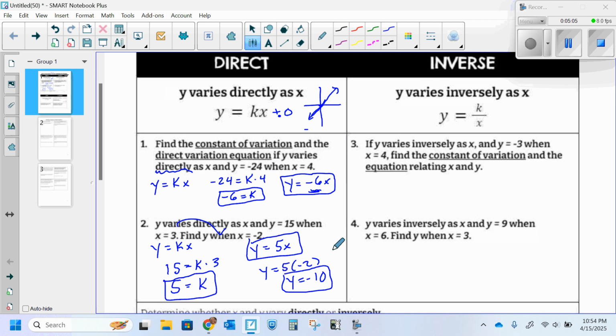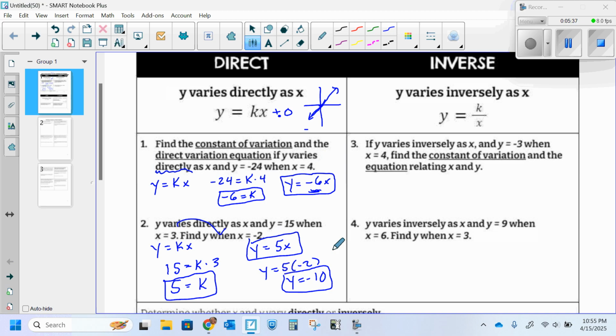Inverse variation is when one of the variables increases, but the other one decreases. Their product is a constant. For example, the temperature in my house varies inversely with the amount of time the air conditioning is running. Or the number of people I invite to my party varies inversely with the number of games they might get to play. So let's try this one.